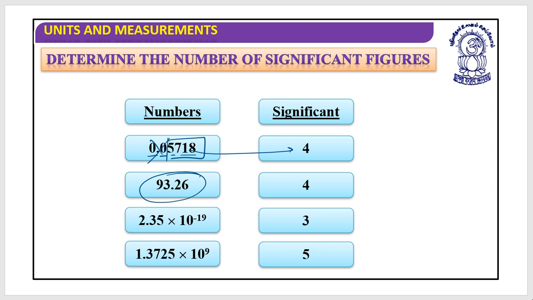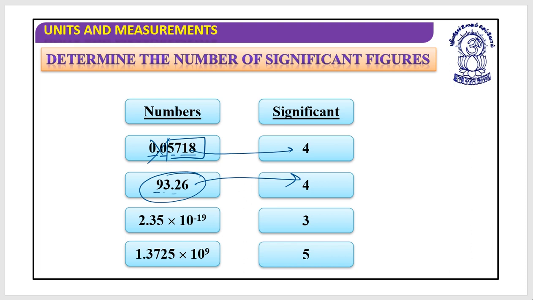93.26. They have asked to find out the significant figures of 93.26. So we know that all the non-zero digits are significant. These are all non-zero digits, so they should be considered significant figures. So the correct answer should be 4.